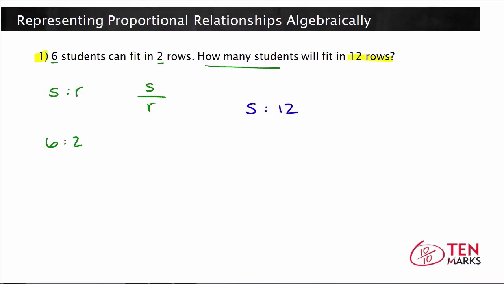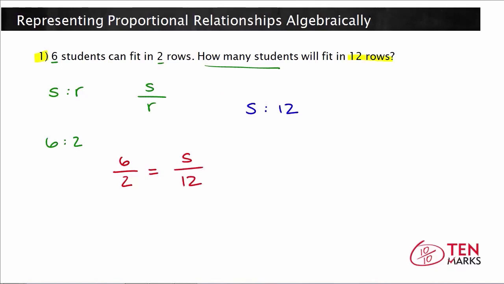Now the number of students that can fit in a row will be the same regardless of how many rows there are. If you increase the number of rows by a certain number, the number of students that can fit should also increase in the same proportion. And we need to keep these two ratios equal to one another to keep the proportional relationship. Now let's do this by converting these two ratios we've written into the fraction form of a ratio. So over here we would have 6 over 2, and this we have to set equal to S over 12.